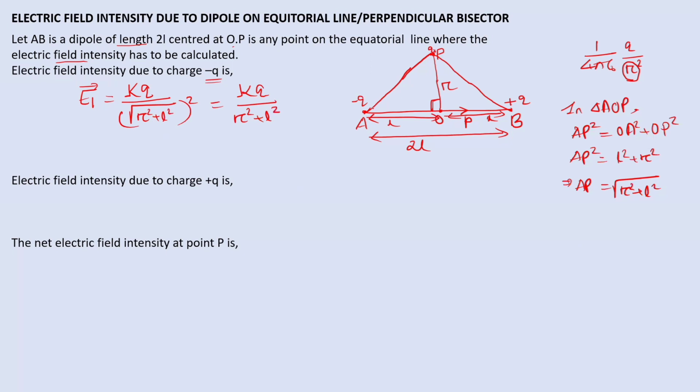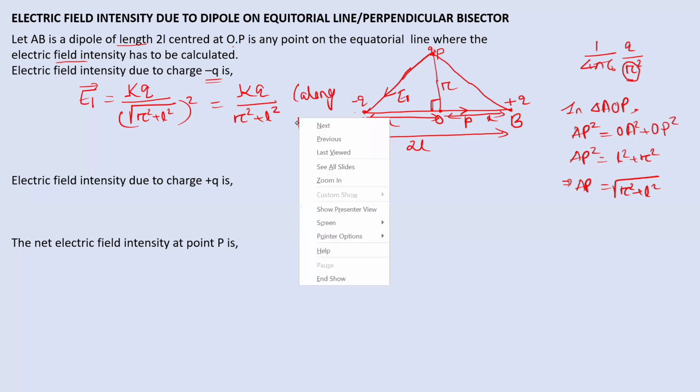Okay, and this is along which direction? This is the negative charge, this is the positive charge. We know this negative charge will attract the test charge, so it is along PA. So the direction of E1 is in this direction. Okay, so you can write along PA. Okay, this is along PA.